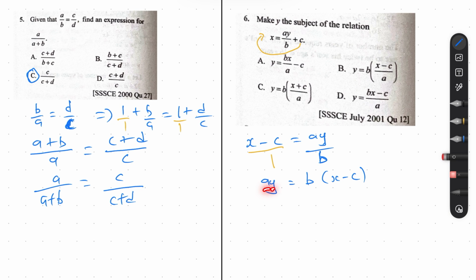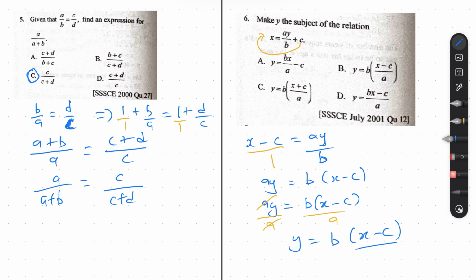We see that in A Y, there's an A over here, so we need to get rid of this A. The way to get rid of it is to divide both sides by A. So we have A Y equal to B times X minus C, all over A, dividing both sides by A. Now we can cancel this A, so we are left with Y on the left hand side, and this will be our expression. So Y equals B times X minus C, over A.